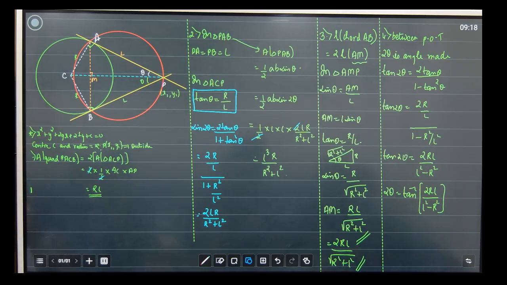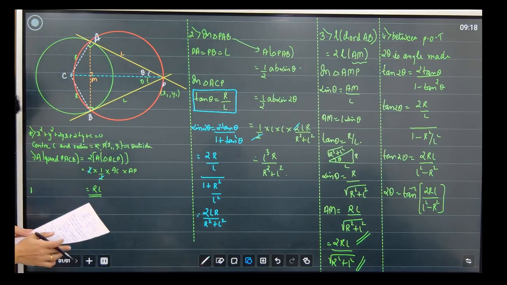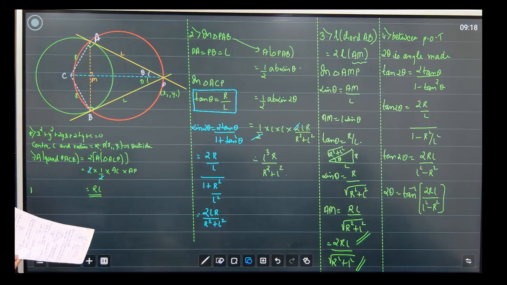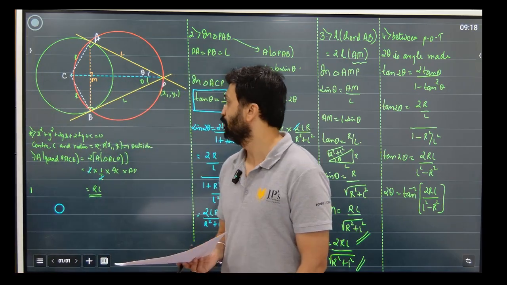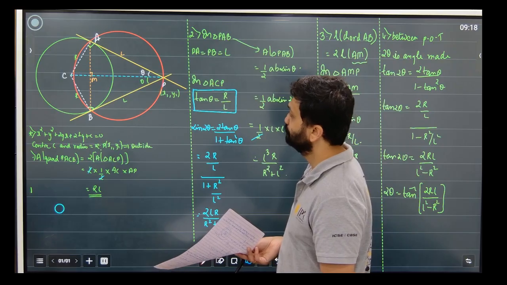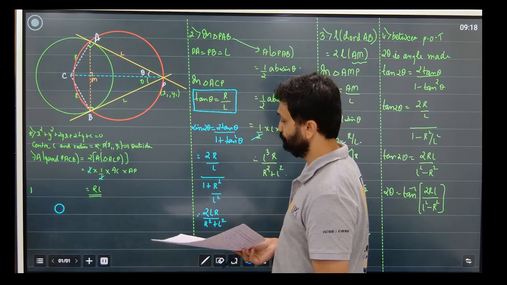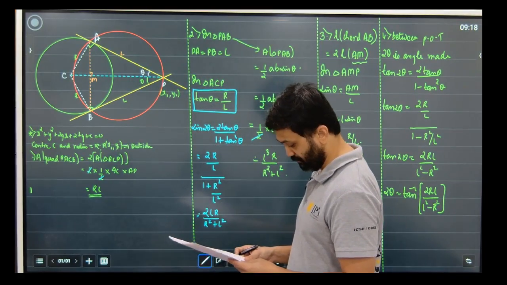Quadrilateral PACB. Just imagine, it is passing through the inside, nothing else. Quadrilateral PACB is a cyclic quadrilateral where CP is the diameter.